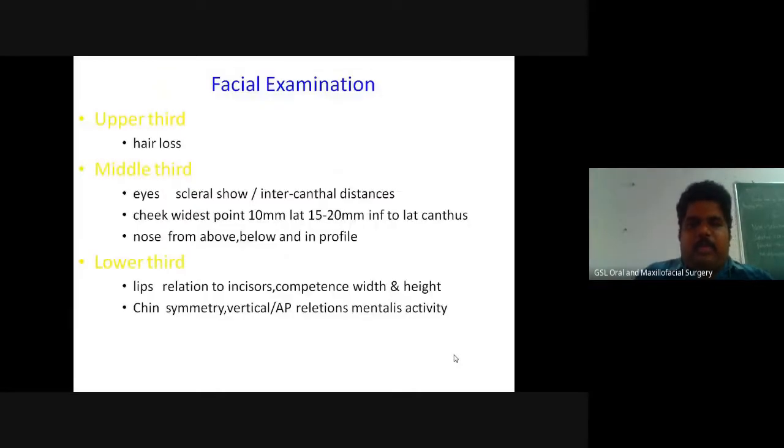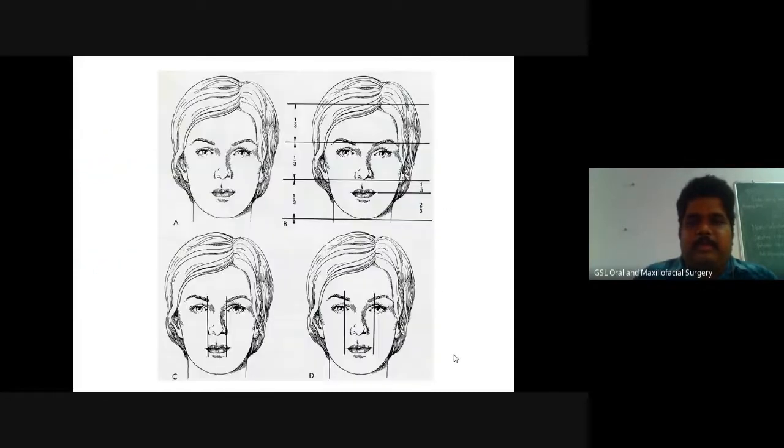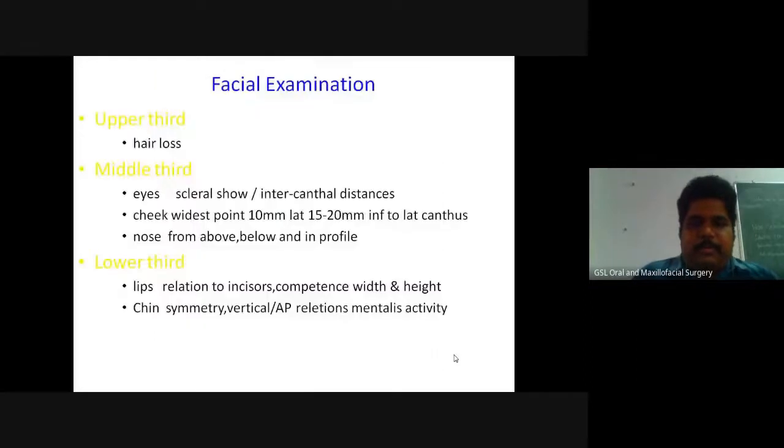In the upper third, we'll see the hairline, because that defines the symmetrical point of the upper third. The next thing, in the middle third, you need to check the scleral show of the patient, and the intercanthal distance is very, very important. Next is cheek width, which is within 10 mm.